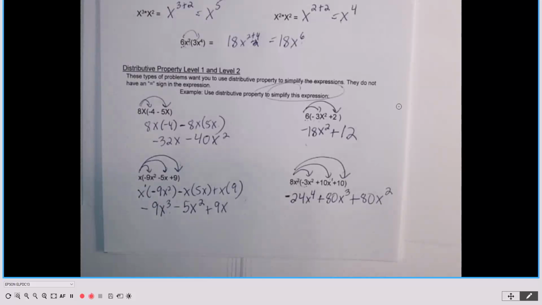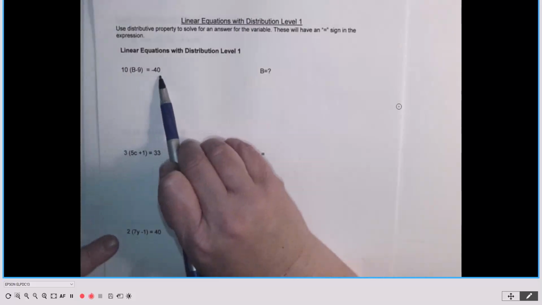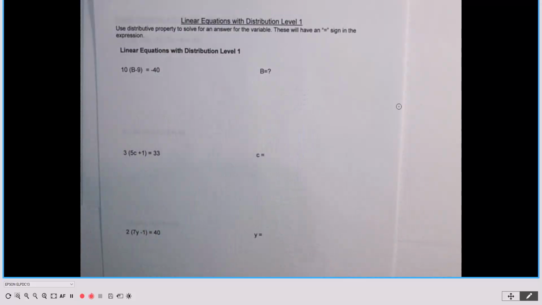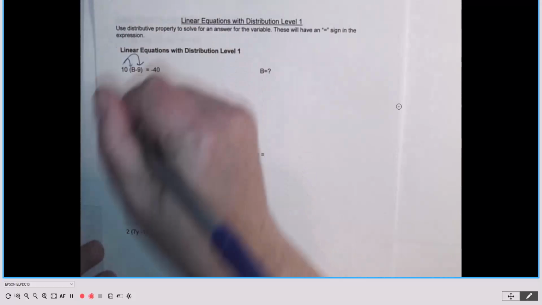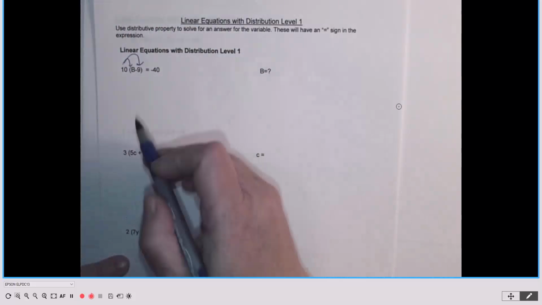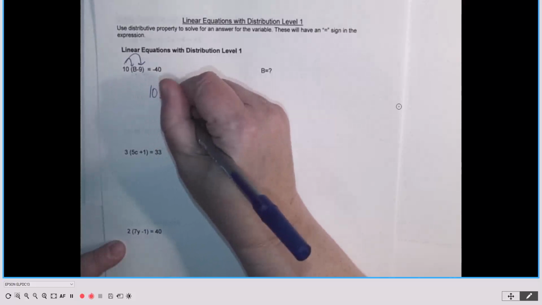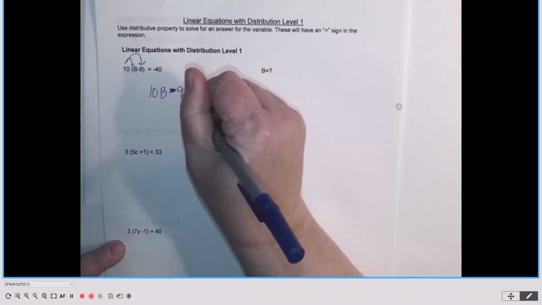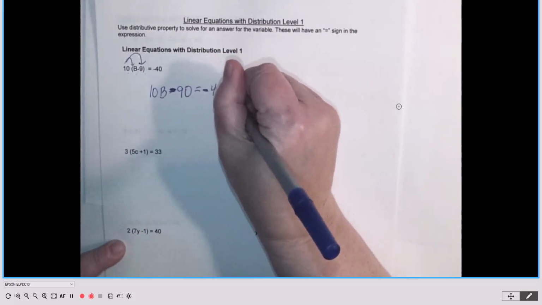We're actually going to solve equations using the distributive property. All right, as you can see, they differ from the other ones because I have an equal sign in here, so I'm expected to solve that variable. One of the things I'm going to do is make sure I distribute that to all of that and rewrite the equation. So 10 gets multiplied to everything in here, so this becomes 10b. 10 times a negative 9, don't forget, the negative 90 is equal to a negative 40.